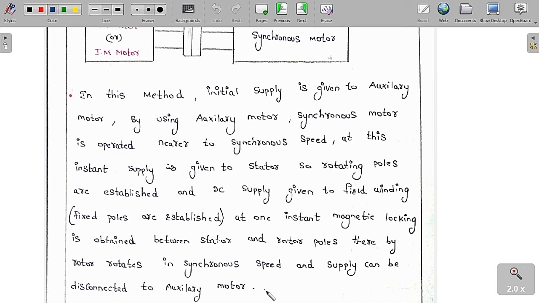At this instant, we don't need to give the supply to the auxiliary motor because it can rotate on its own. So we have to remove the supply to the auxiliary motor. So this is the basic function of this. By using this basic method of the auxiliary motor, we are going to give the initial torque for the synchronous motor.